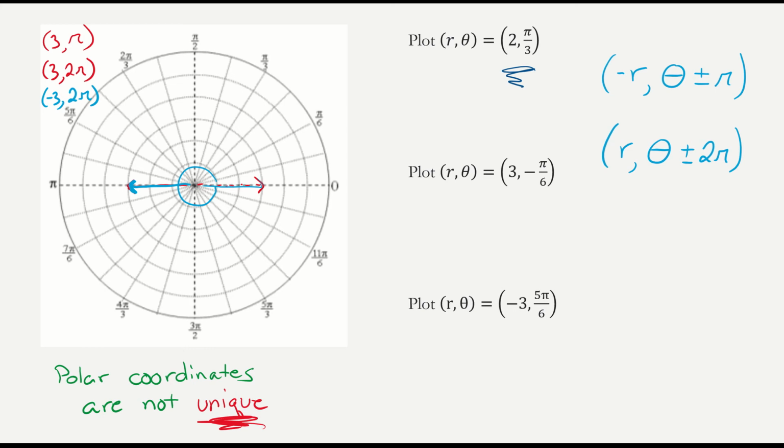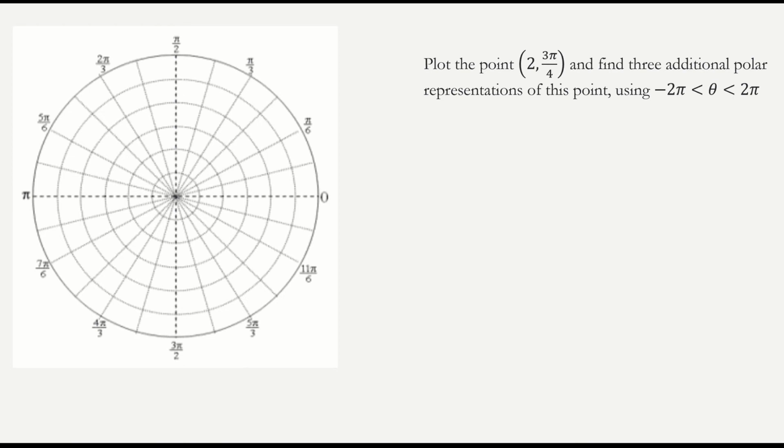So let's try that out with our last example. It says plot the point 2 comma 3 pi over 4 and then find 3 more polar representations that stay in the interval from negative 2 pi to 2 pi. So 3 pi over 4, that is going to be this line here, and I'm going out 2. So 1, 2. All right, there we go. So that's the point. We need to find 3 more representations of 2, 3 pi over 4.